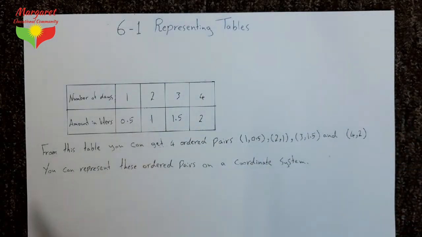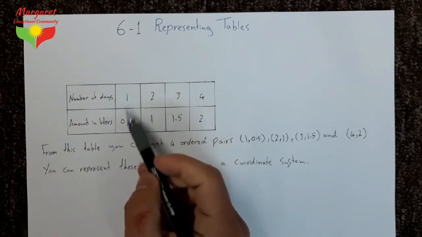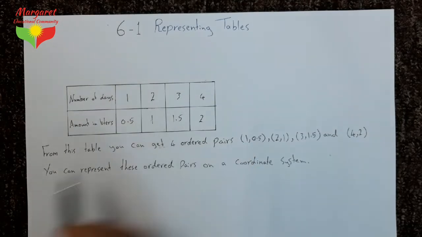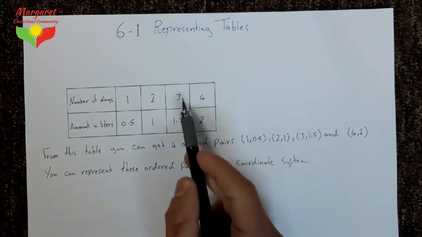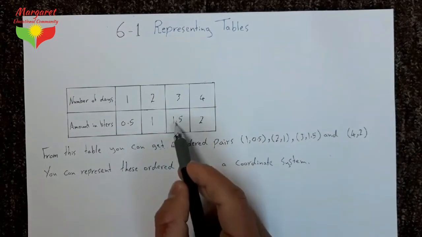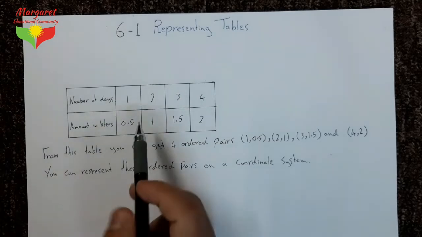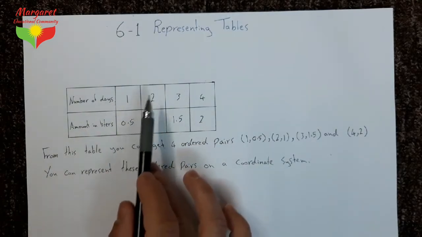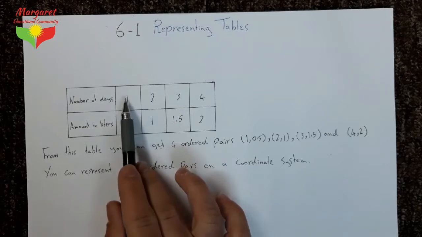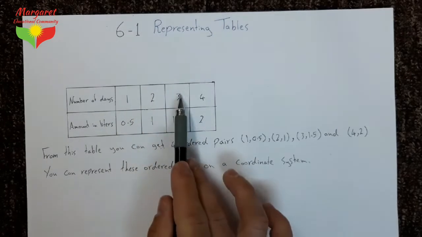From this table, you can get four ordered pairs: 1, 0.5 and 2, 1 and 3, 1.5 and 4, 2.